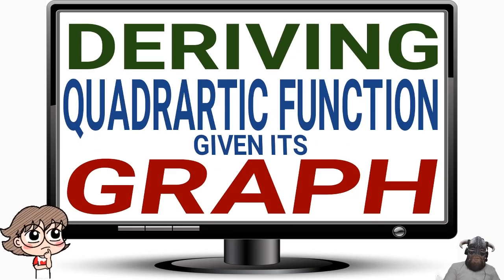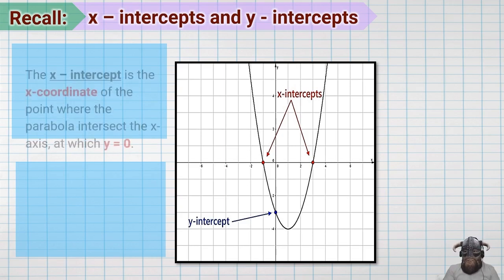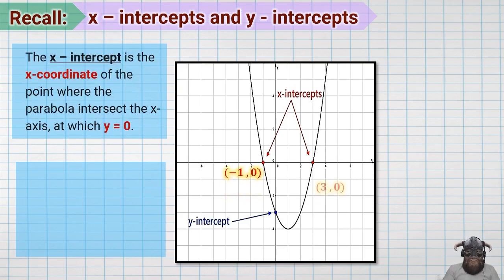What you will learn for today is all about deriving the equation of a quadratic function given its graph. But before we start, let's recall the x and y intercepts, because we'll use the x-intercept in our lesson for today. As we defined, the x-intercept is the x-coordinate of the point where the parabola intersects the x-axis. At this point, your y is equal to 0.